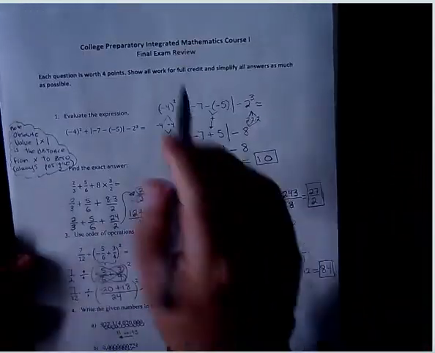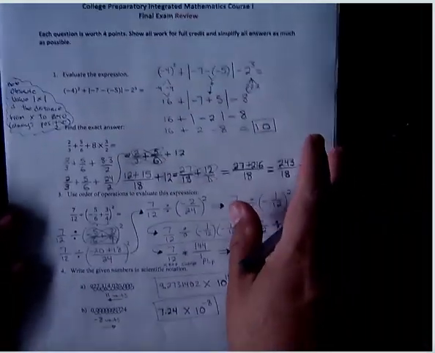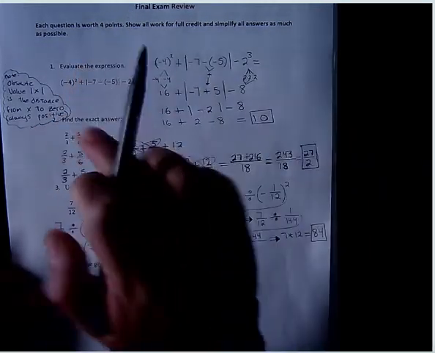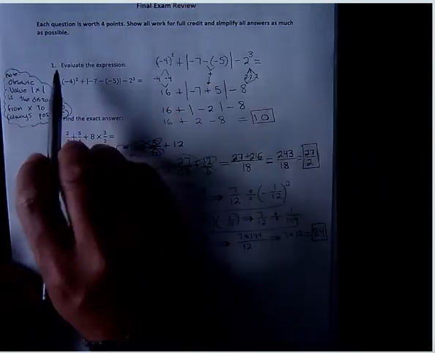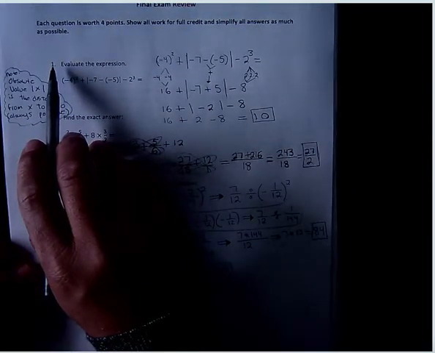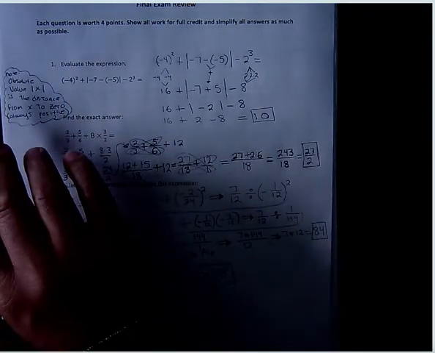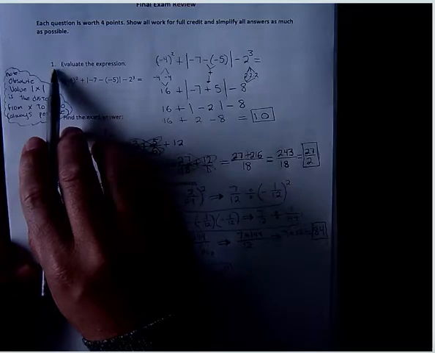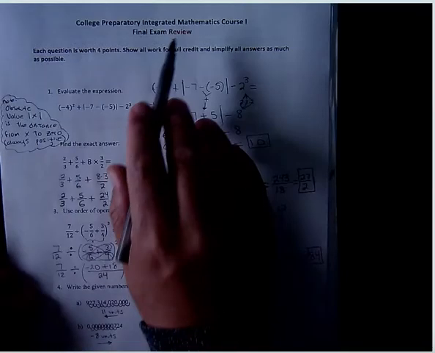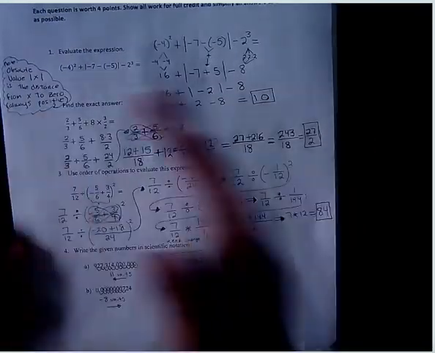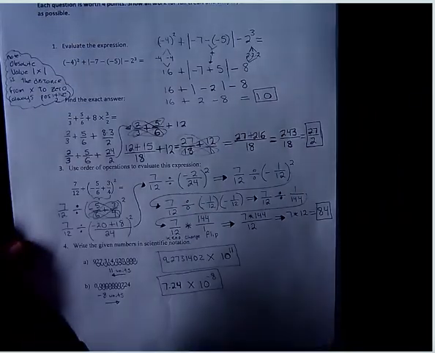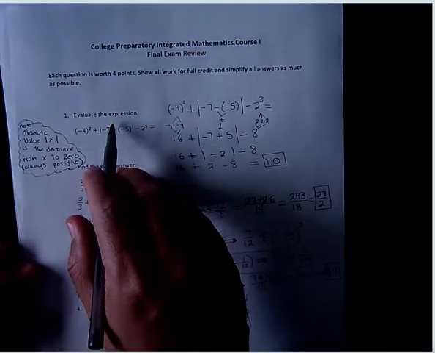The review for the final exam. So if you follow the numbers, for example on the final exam, number one should be very similar to this number one for the review. So they're one to one. If you see number one on the final, it should be similar to the number one on the review.